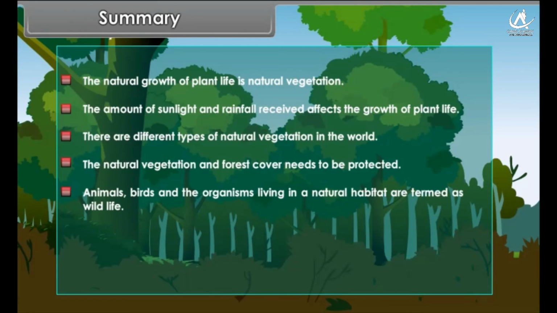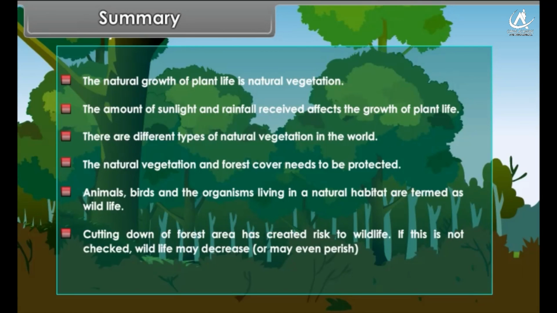Animals, birds and the organisms living in a natural habitat are termed as wildlife. Cutting down of forest area has created risk to wildlife. If this is not checked, wildlife may decrease or may even perish.